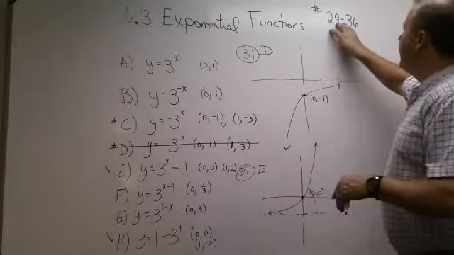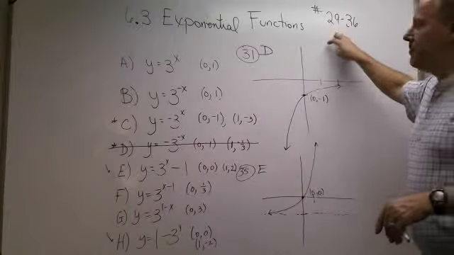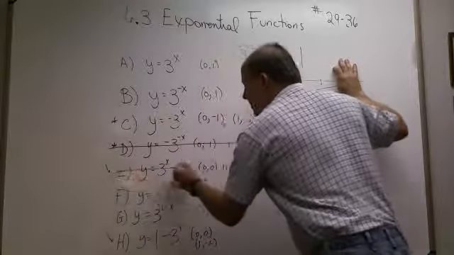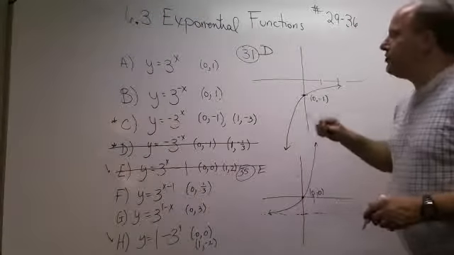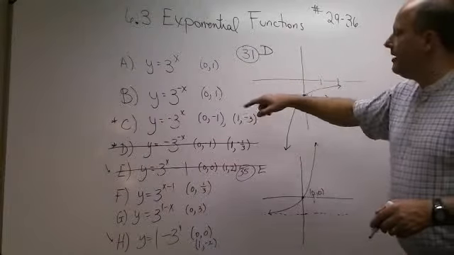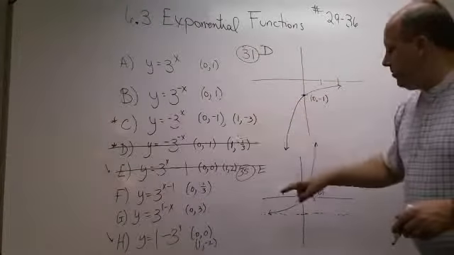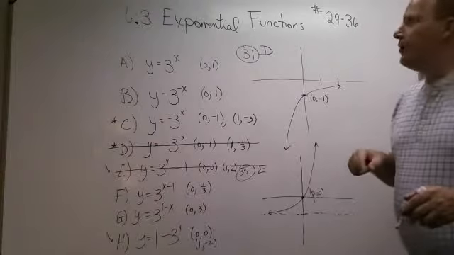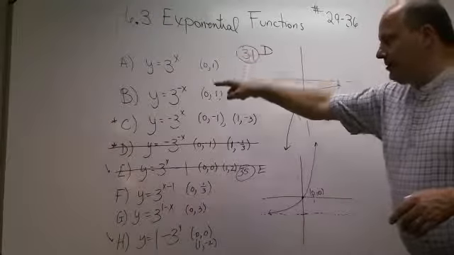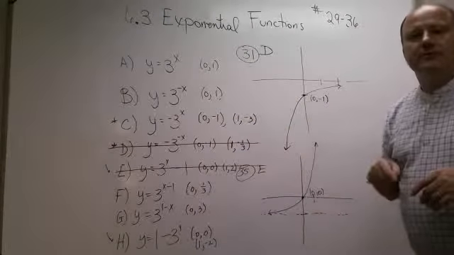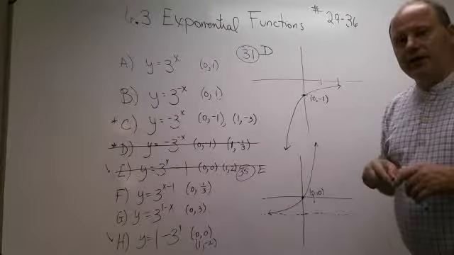So when you're doing the remaining problems, 29 to 36, remember D and E are out of contention, because you've already matched D with 31 and E with 35. So when you're doing the rest of them, the answer is going to be either A, B, C, F, G, or H. That's how these are working.